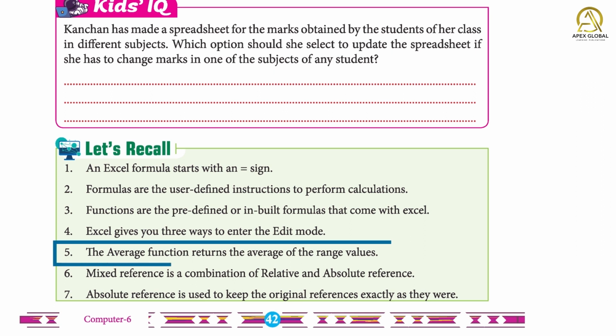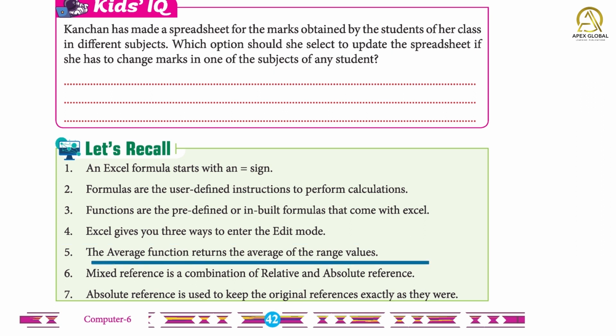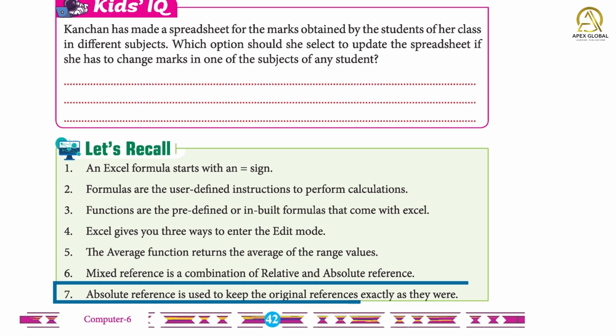5. The average function returns the average of the range of values. 6. Mixed reference is a combination of relative and absolute reference. 7. Absolute reference is used to keep the original reference exactly as it was.